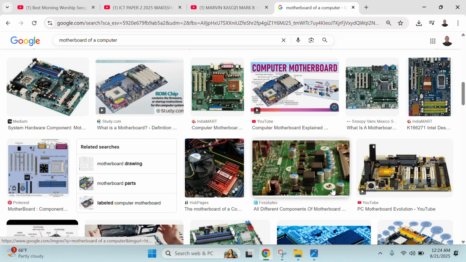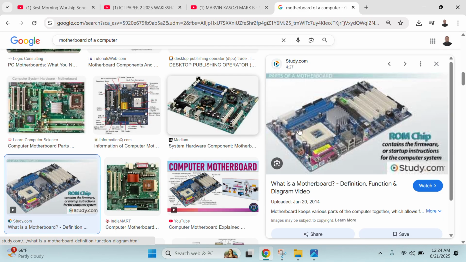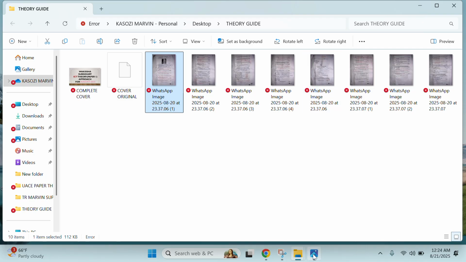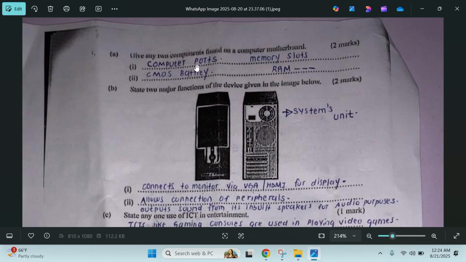So a motherboard, in most cases, can look like this one you're seeing here. A motherboard has those parts. RAM, memory slots are here, ports are behind here, etc. So that's how a computer motherboard looks. So the question wanted those components.